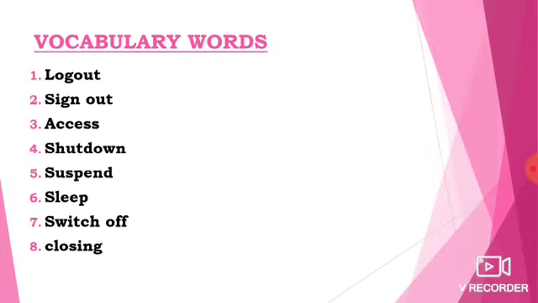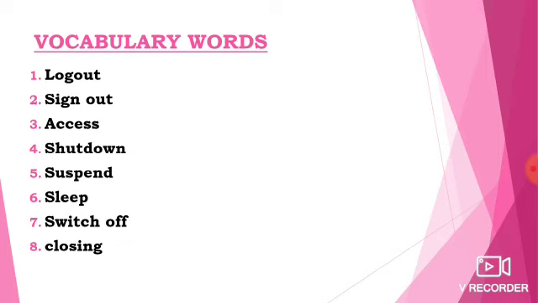Let us move to the vocabulary words. The first word is log out. What's the spelling? Logout. Sign out. S-I-G-N, sign out, O-U-T, out. Sign out. Access. A-C-C-E-S-S, access. Next one, shut down. S-H-U-T, shut down, D-O-W-N, down. Shut down.